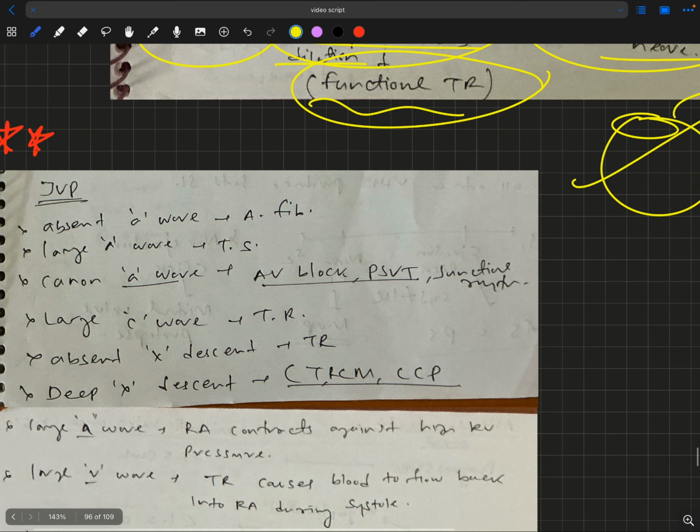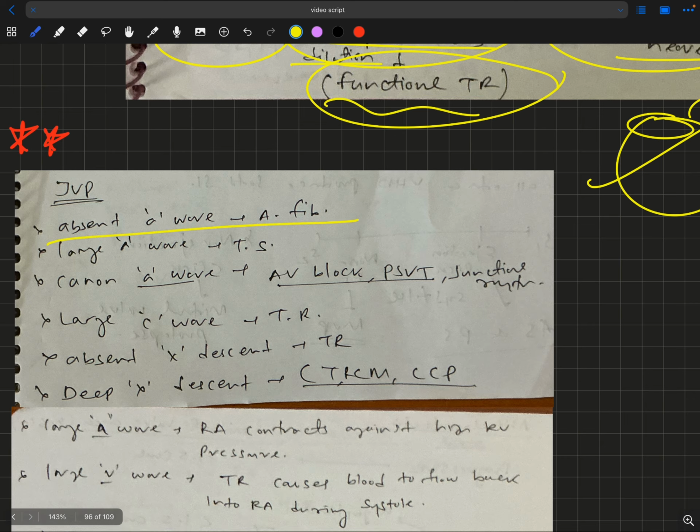A wave is absent in case of atrial fibrillation, because in atrial fibrillation the atrium is not contracting, it is fibrillating. A wave is due to atrial contraction. Large A wave is seen in case of tricuspid stenosis because the right atrium has to contract with more force in order to overcome the stenosis. Cannon A wave is seen in case of AV block or AV dissociation, and junctional rhythm, paroxysmal ventricular tachycardia.